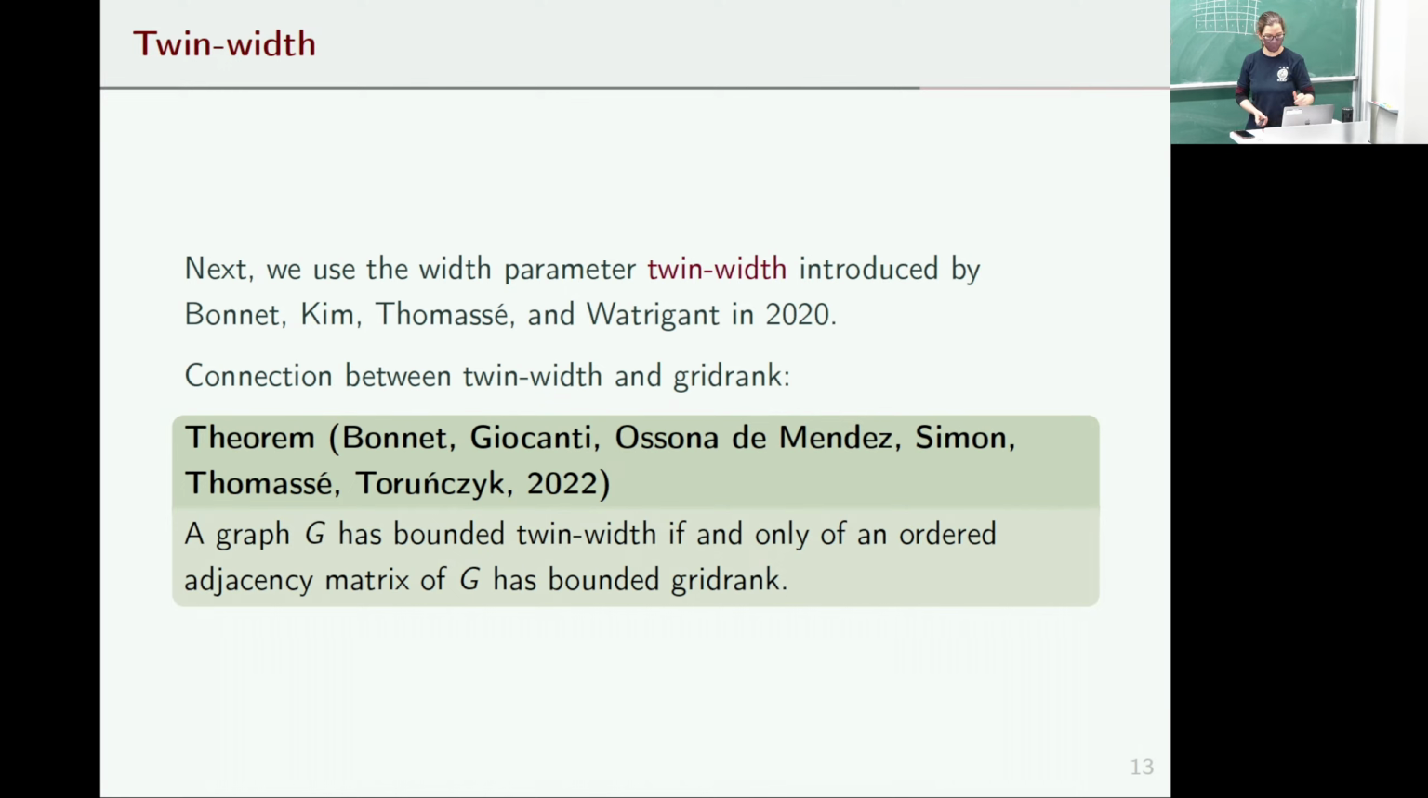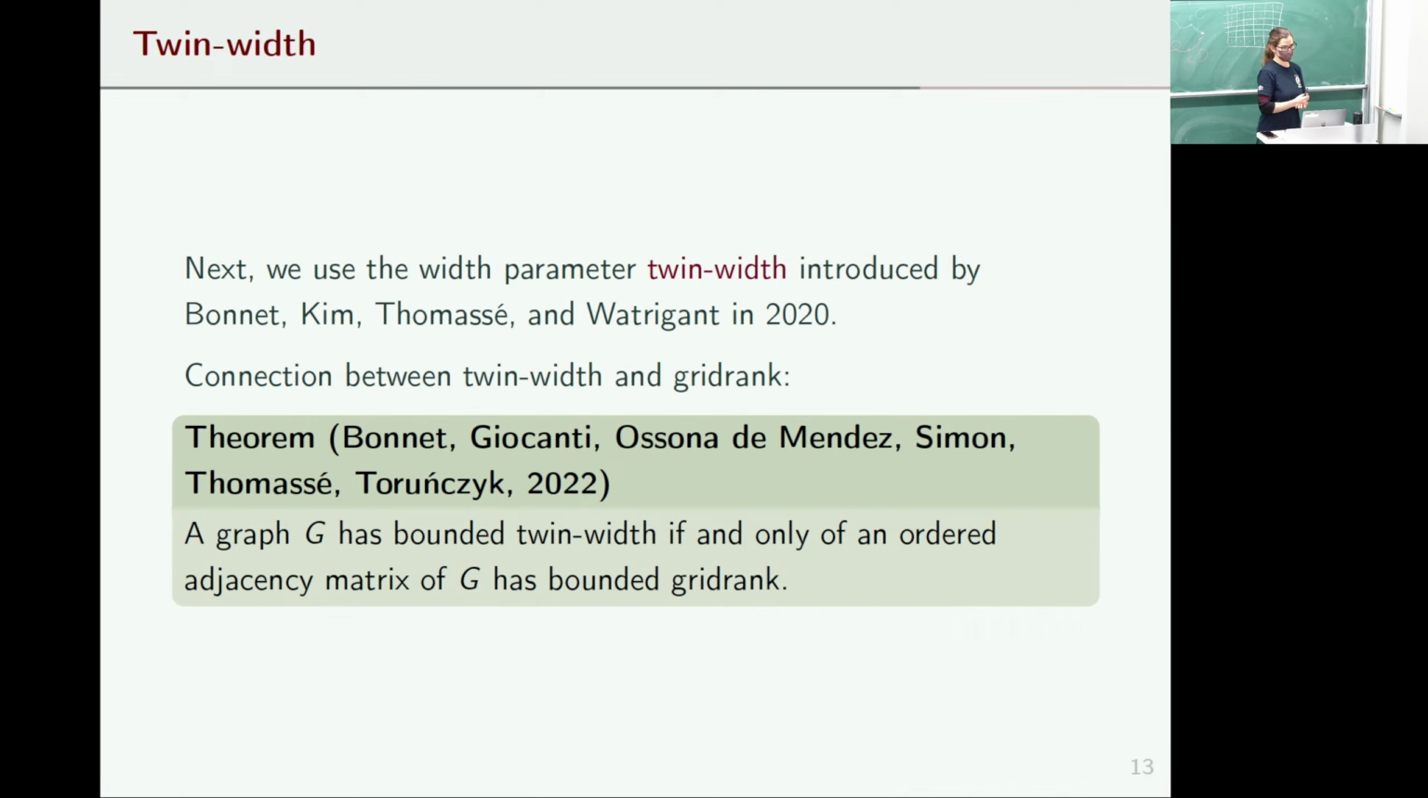Because if we look at a graph of bounded twin width, then I know the adjacency matrix of that graph has to have bounded grid rank, and the other way around. This means that if I look at the 0, 1 matrix I got from my CSP as an adjacency matrix of some graph, that graph will have bounded twin width.